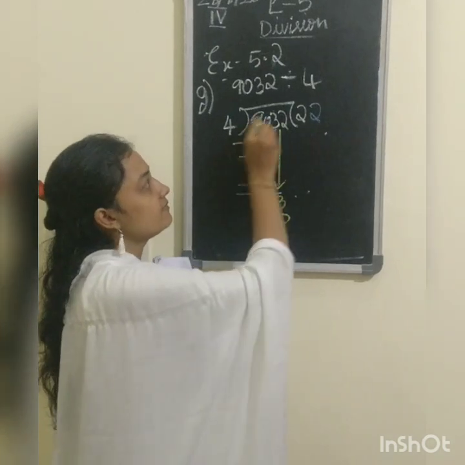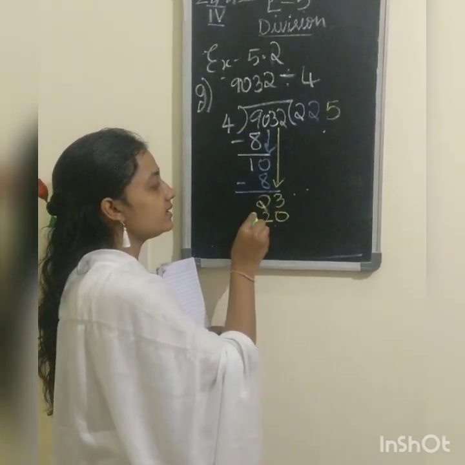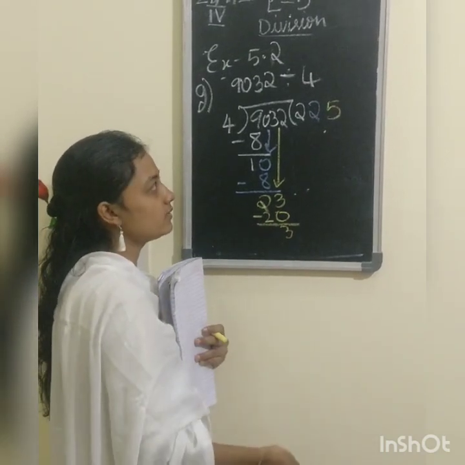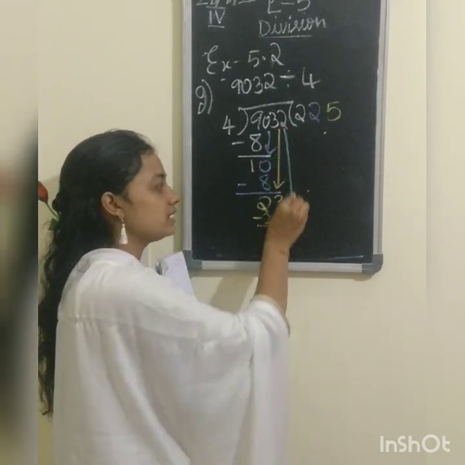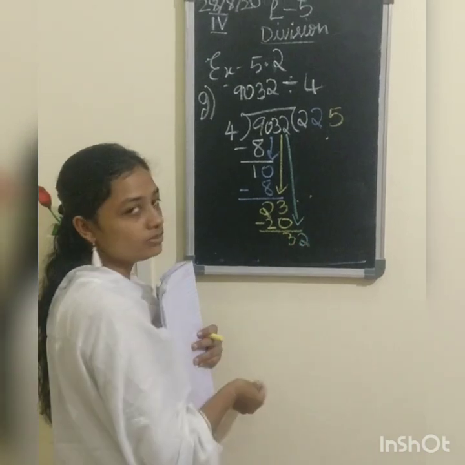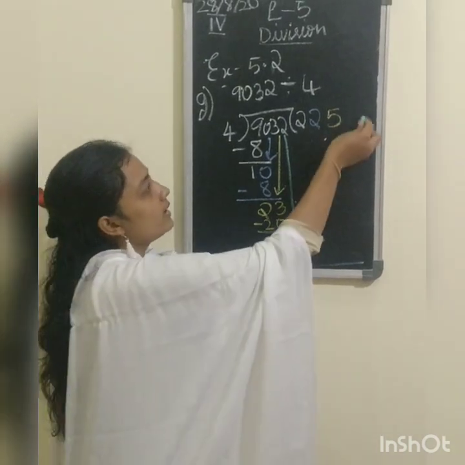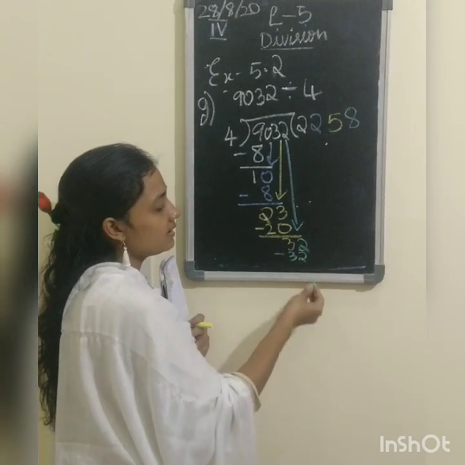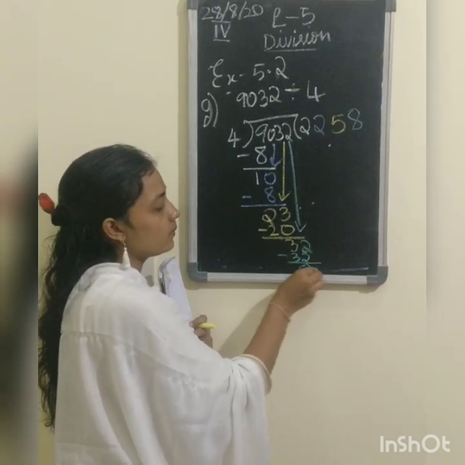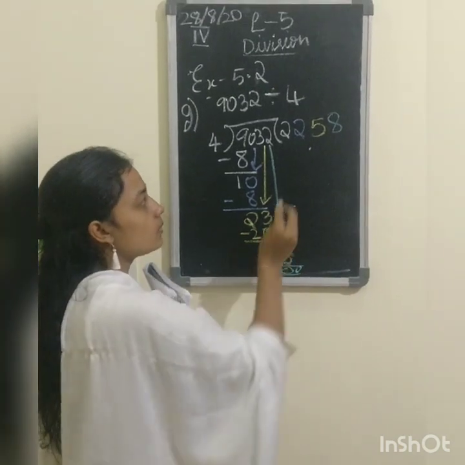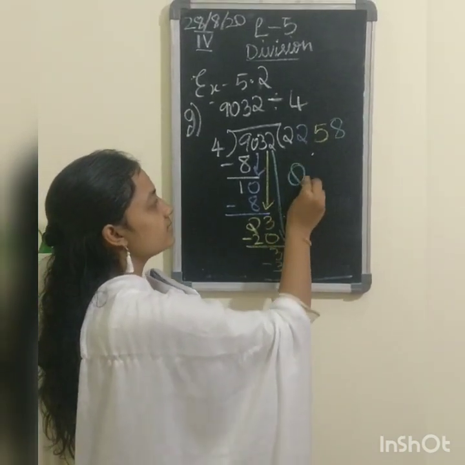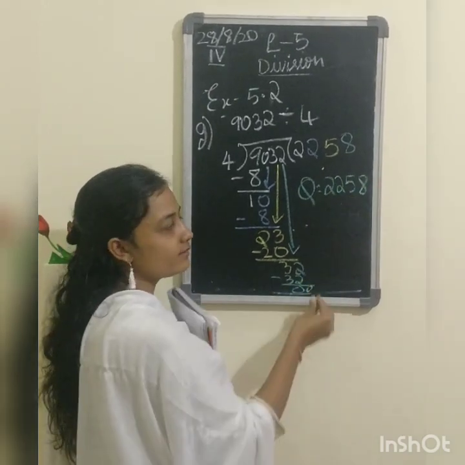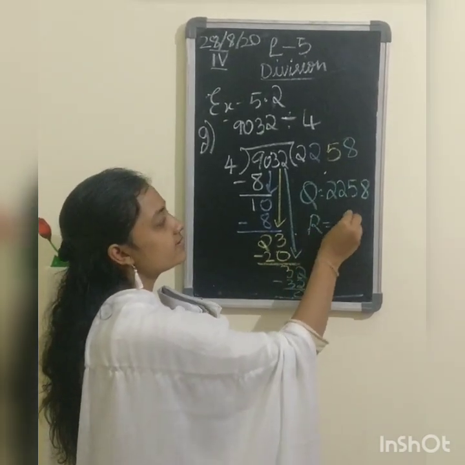So next small number is 20. That is 4 5s are 20. When I subtract I get 3. Now I bring down the last number down, that is 2. Now 32. 4 8s are is 32. Subtract and I get 0. What is the quotient I get? 2258. And what is the remainder I get? 0.